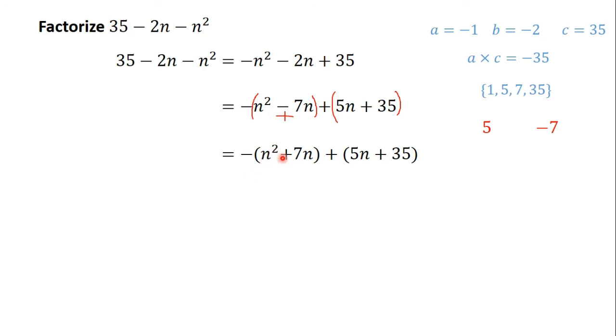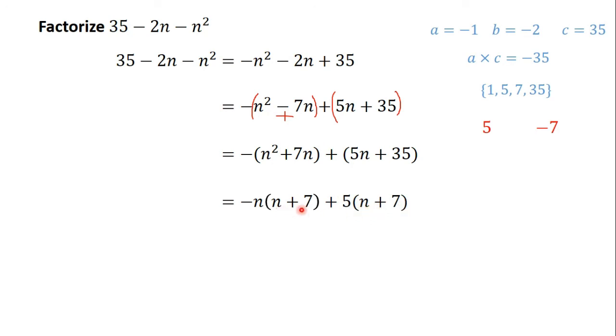We have n squared plus 7n. The common factor is n. So let's bring n outside the bracket. You have minus n into bracket n plus 7 plus 5n plus 35. The common factor is 5. So let's bring 5 outside the bracket. You have 5 into bracket n plus, here was 35 and you have brought 5 outside the bracket. So you'll be left with 7 because 5 times 7 gives us 35. So you have 5 into bracket n plus 7.